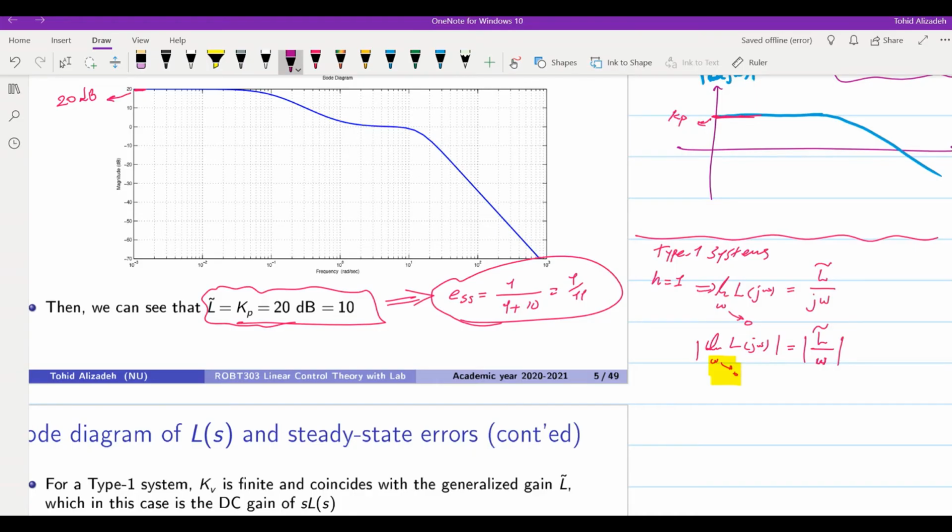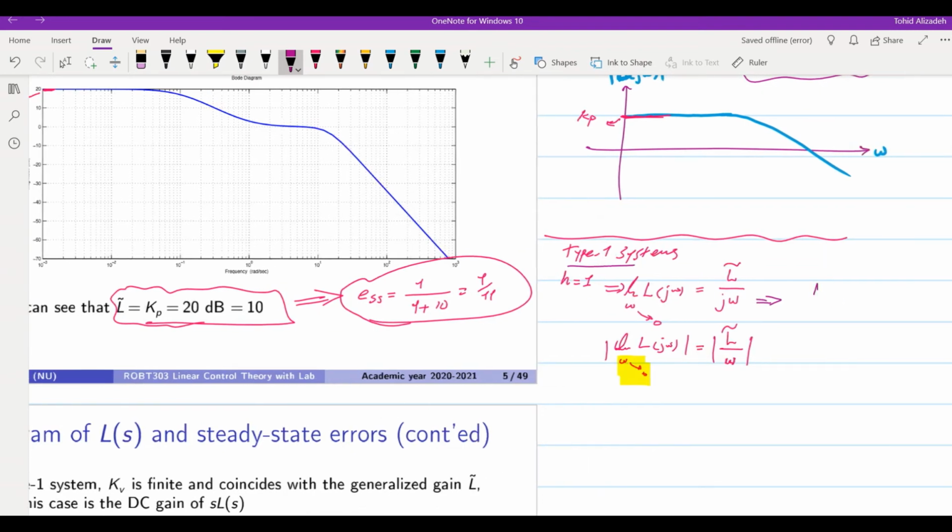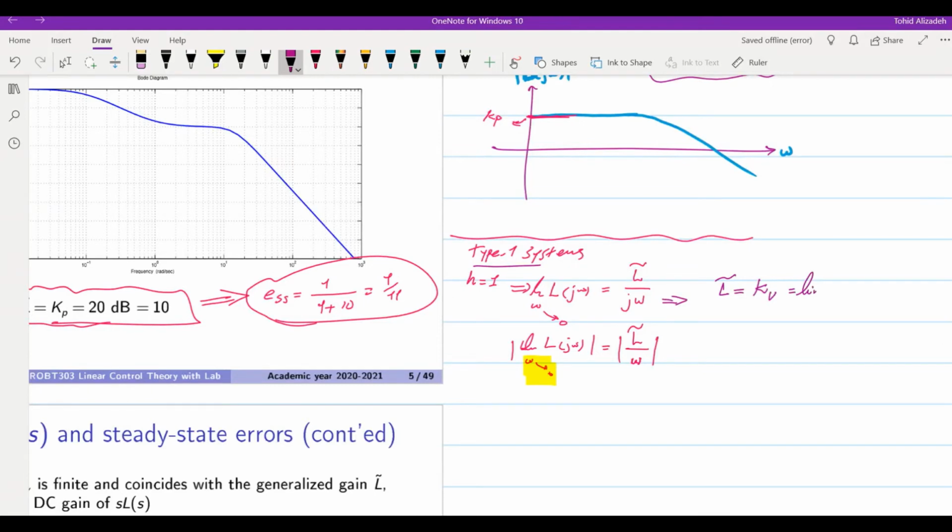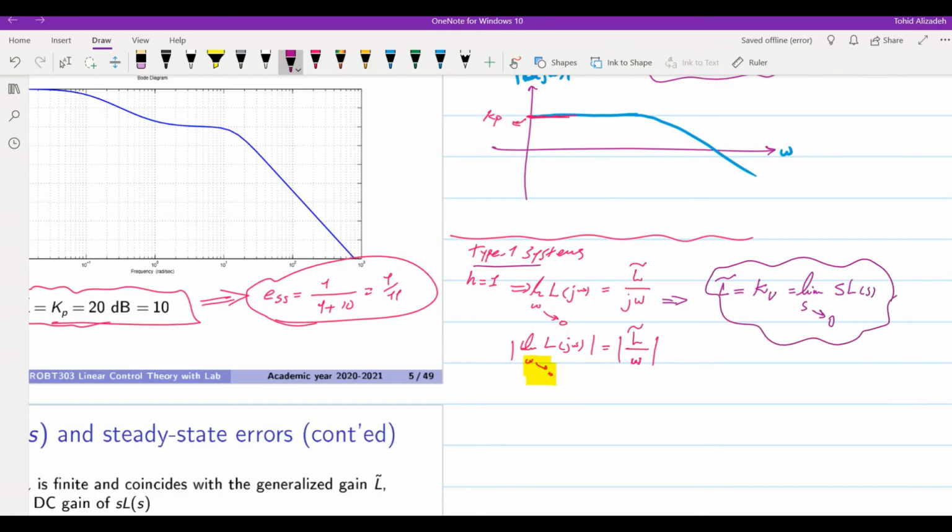Since we have a type 1 system, we know that L̃ is indeed equal to Kv, and it's equal to the limit of sL(s) as s goes towards 0. Okay? So we are now interested in finding L̃ in order to obtain the value for Kv.